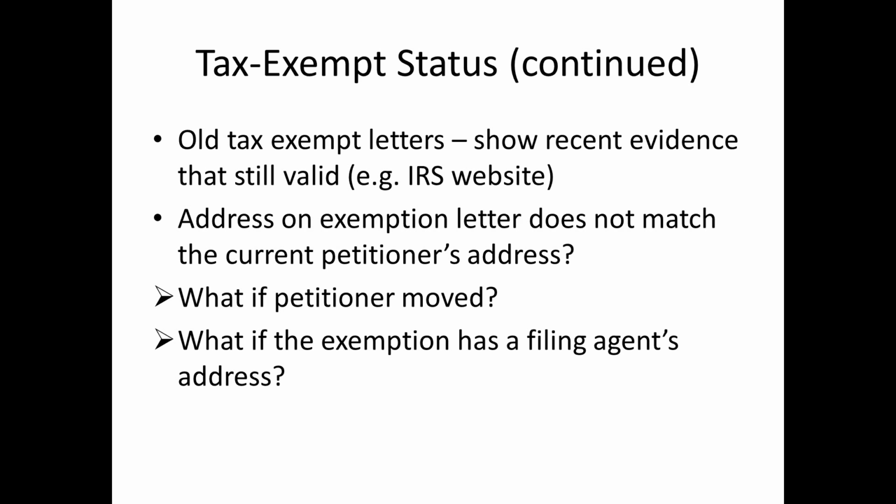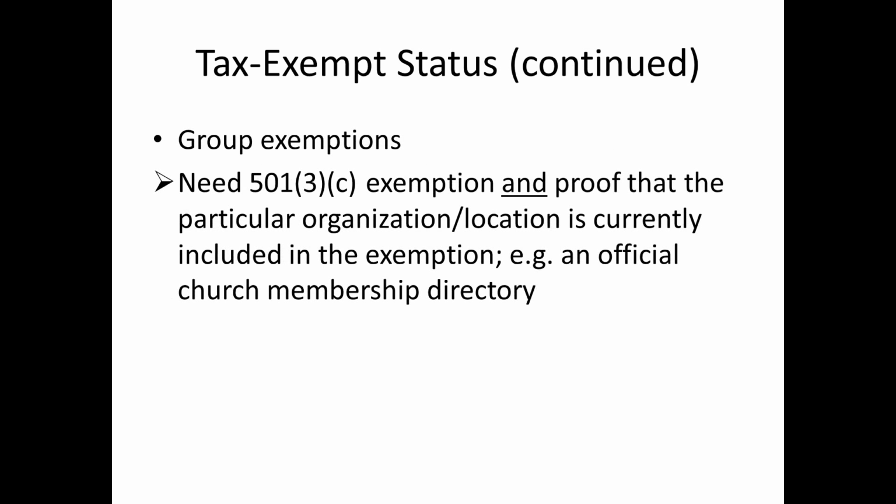So if the petitioner moved, you have to show a change of address, for instance, a lease or bought property, some sort of mortgage bill. And if the person that filed was an agent, then you would have to show that the person is an agent, is a lawyer, with a letter that they filed on behalf of the religious organization.